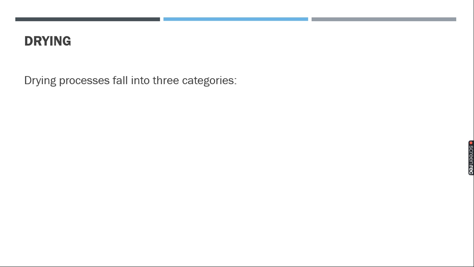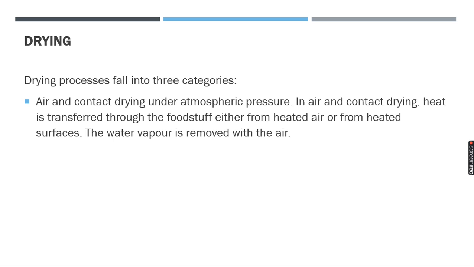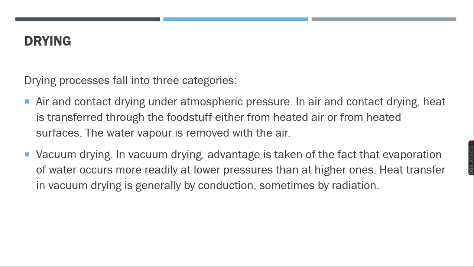So basically, the drying process falls into three categories. We will be saying primarily air and contact drying under atmospheric pressure, where air is coming in close contact, and heat is being transferred between the aqueous phase and air, which is going to take out the moisture along with the air. So heat transfer and mass transfer are taking place.